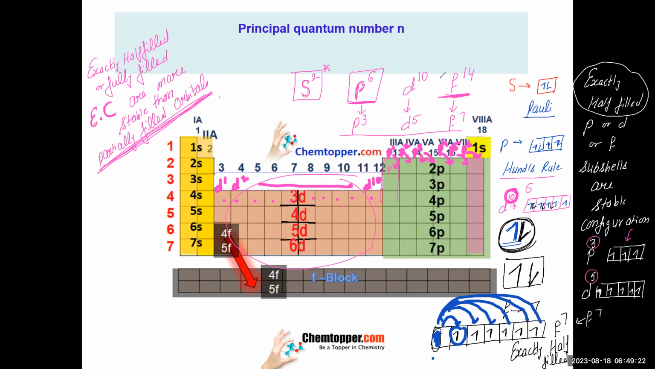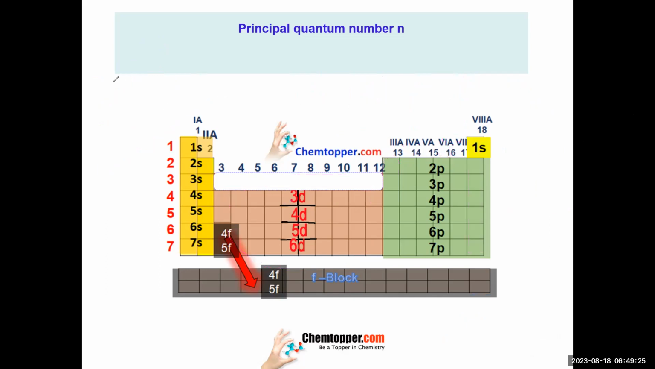And then we have to do the last rule, which we did last time also, that is Aufbau Principle. What's the meaning of Aufbau? Building up. It's a German word. It means we are building. We are building the electron configuration, the periodic table. It is based on energy order. It is the energy order.